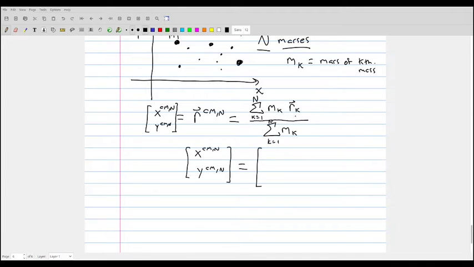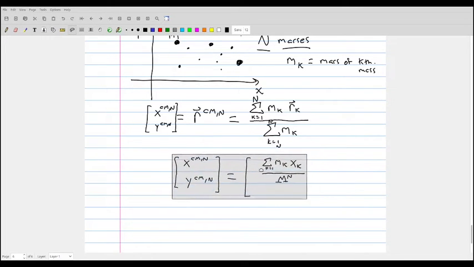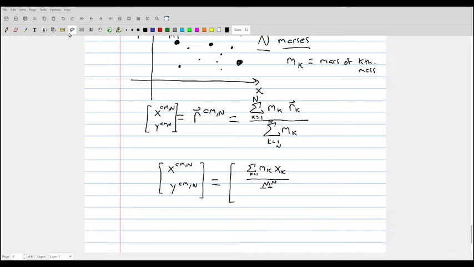When we plug in that rk here is the position of the kth mass, the vector position of the kth mass, this formula is going to break down to being the sum from k equals 1 to n of mk times the x location of the kth mass, divided by the sum of the n masses. This is xcm, the x location of the center of mass of these masses. And then the next component of the vector is going to be ycm.